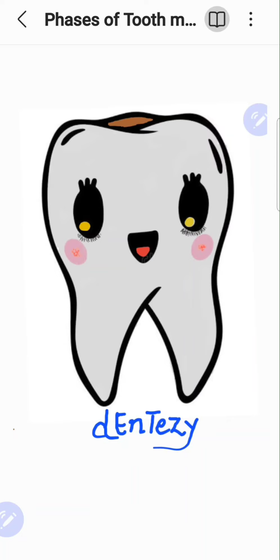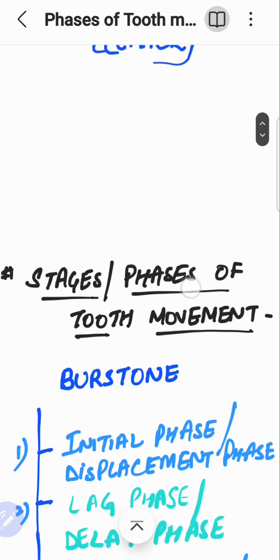In today's lecture, we shall be discussing the phases or stages of tooth movement. As we know, whenever a certain set of force is applied on a tooth structure, tooth movement takes place. It occurs in different phases. It's not like on the very first day itself the tooth moves.